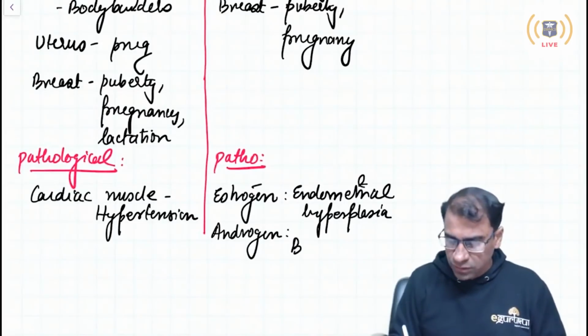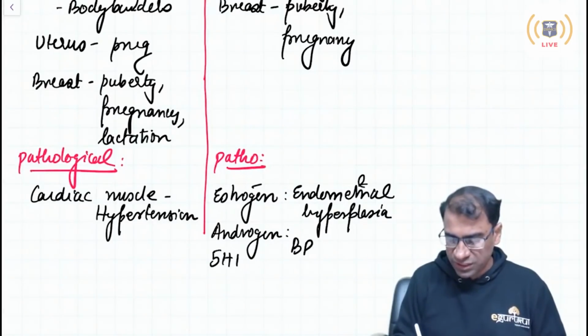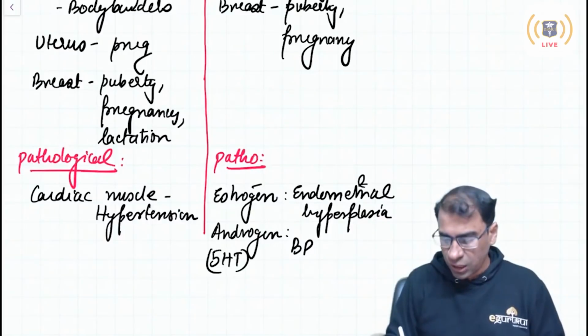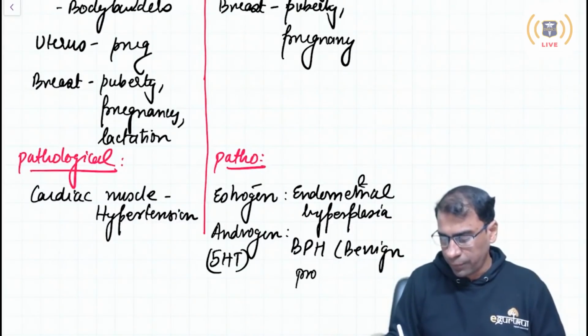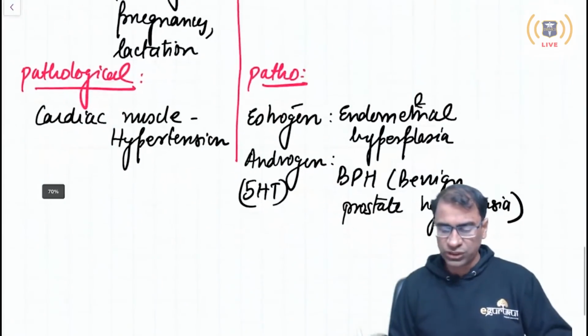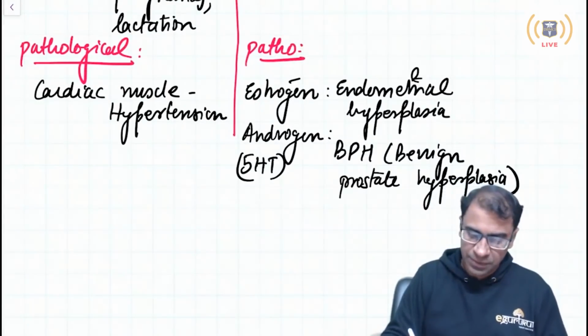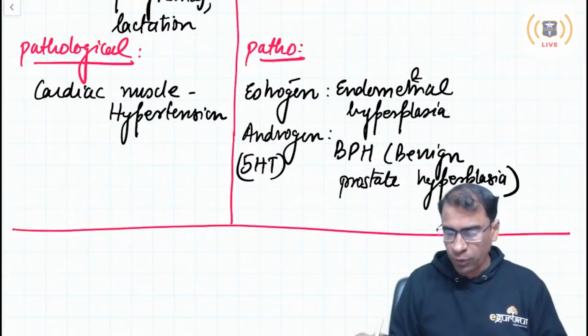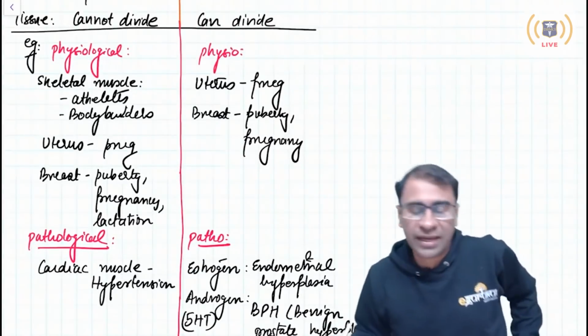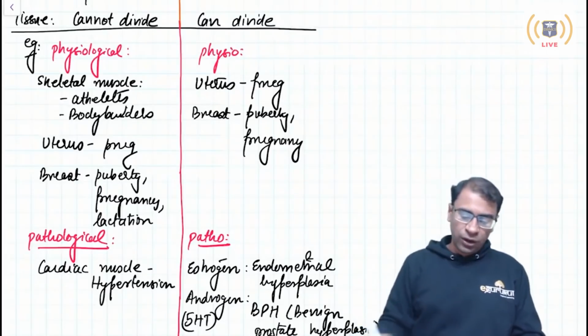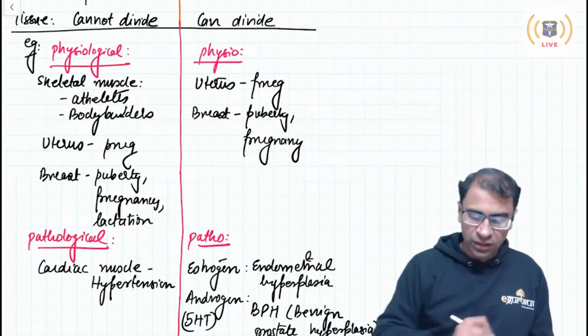Similarly, androgen like 5-hydroxytestosterone, short form 5-HT, causing BPH. What is BPH? It's benign prostate hyperplasia, BPH, which can basically cause hyperplasia of the pathological type.